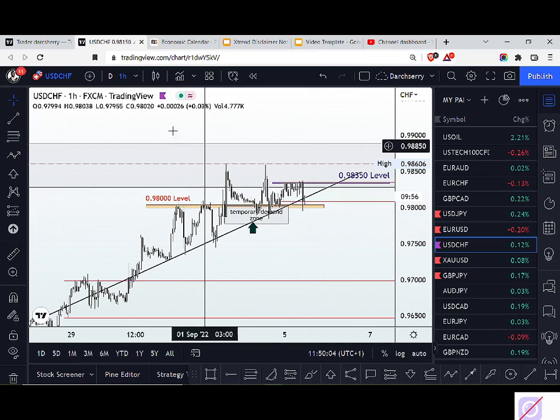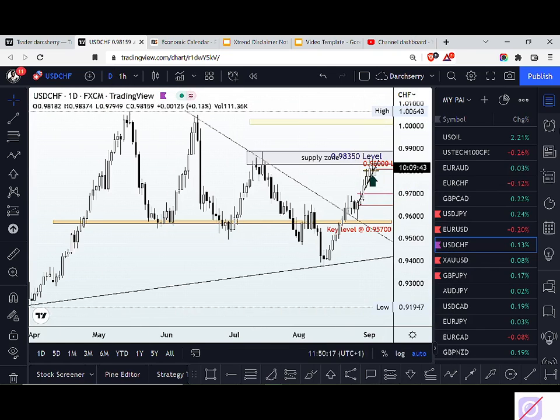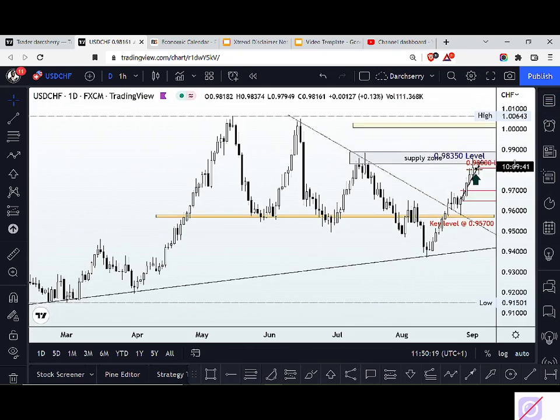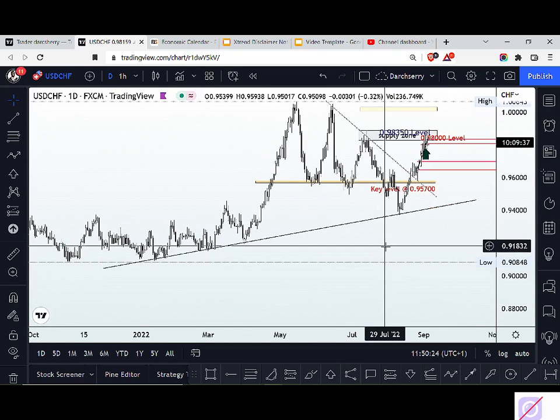So on the USD CHF, the first thing we want to be doing here is to get a holistic perspective of what is happening on this pair. To do that, we want to scale up to the daily time frame to see what is happening from a higher perspective, after which we'll use that to decide how to trade the USD CHF this week.